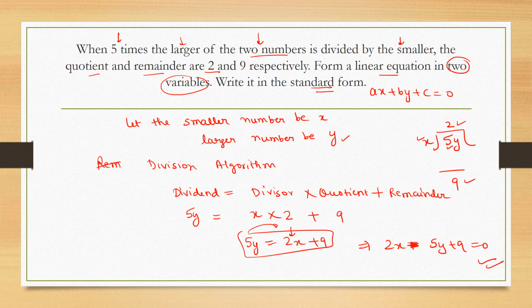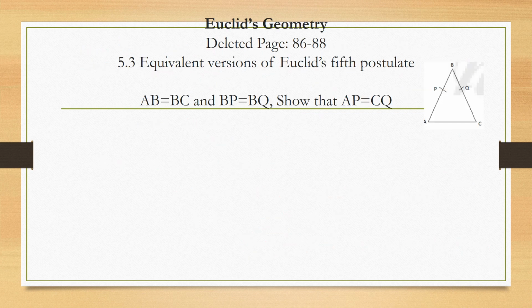Got it? Let's see another concept. This is based on Euclid's geometry, and the deleted portion this year from Euclid's geometry is that we have all the 5 postulates, but the equivalent versions of the 5th postulate are deleted. Okay, here is the figure enclosed, and the question is saying AB equals BC. So this whole side is equal to this. That is, this is an isosceles triangle, right? And BP equals BQ. Both of these are given to us.